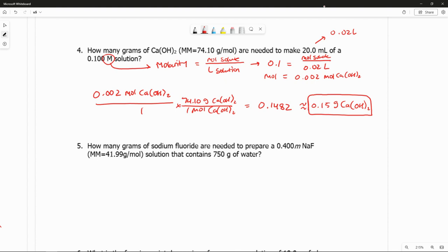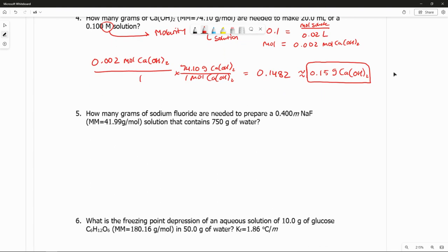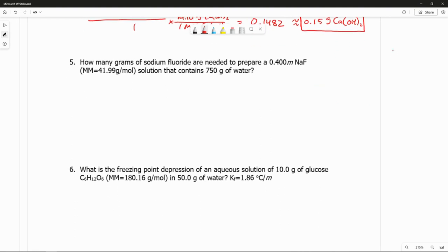All right, let's move on to question 5. How many grams of sodium fluoride, NaF, are needed to prepare a 0.4 molal, that is molality, lowercase m, sodium fluoride solution, and it gives us the molar mass, that contains 750 grams of water? So let's define molality first. Molality is going to be moles of solute over kilograms of solvent.